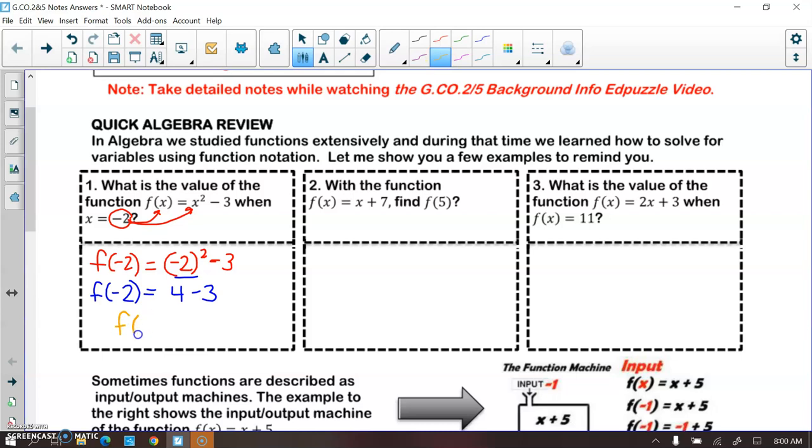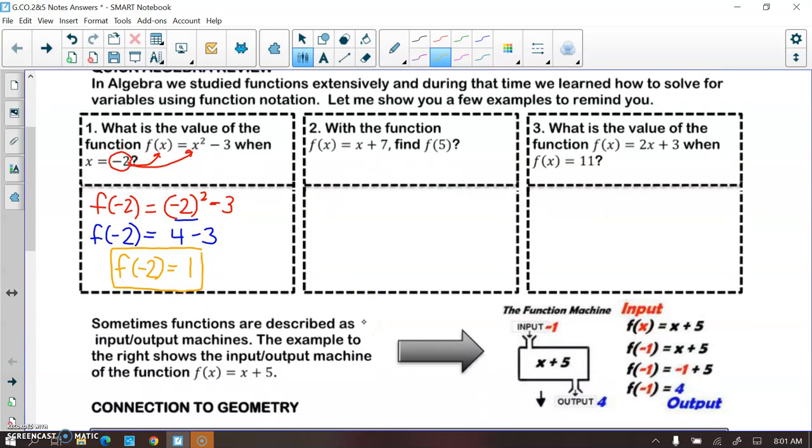So f of -2, again, all this means is when I put -2 in for x, my function comes out to be a value of 1. So this is function notation. And sometimes we describe functions as input-output machines. So if I have the input of -1 and I put it into the function x plus 5, I would put the -1 in for x. A -1 plus a 5 is a 4, so your output is 4.